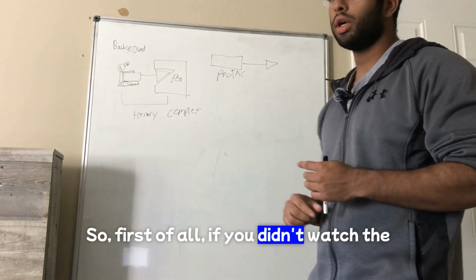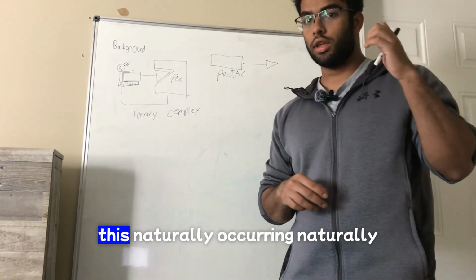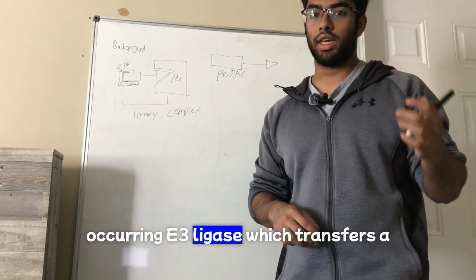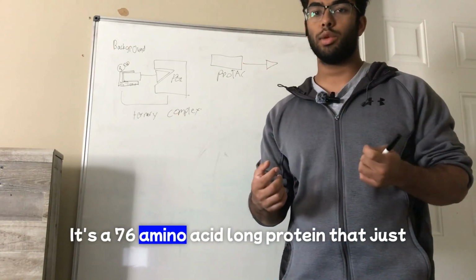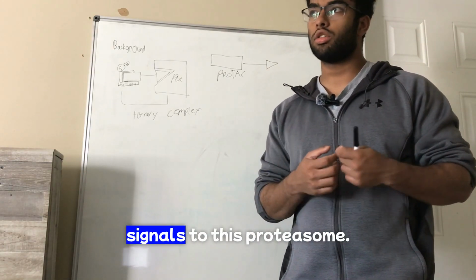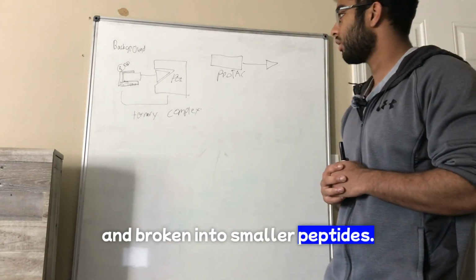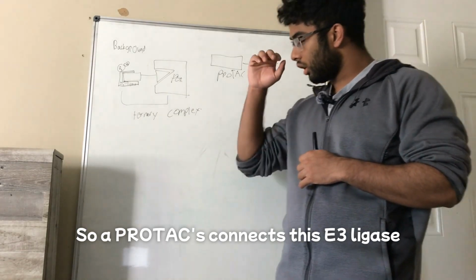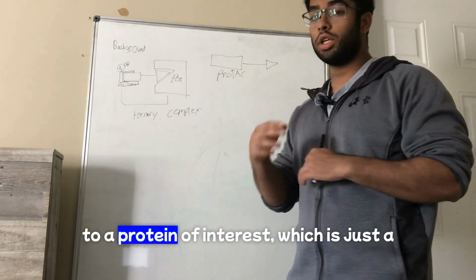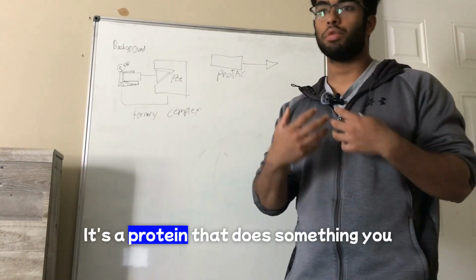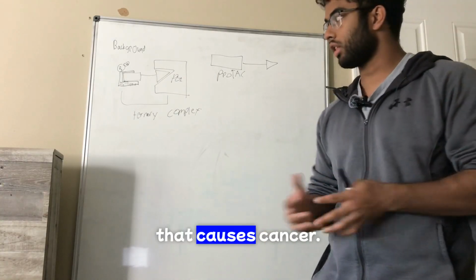So, first of all, if you didn't watch the last video, a PROTAC's goal is to join this naturally occurring E3 ligase, which transfers a signaling protein called ubiquitin. It's a 76 amino acid long protein that signals to the proteasome, hey, this protein needs to get destroyed and broken into other peptides, right? So a PROTAC connects this E3 ligase to a protein of interest, which is just a protein you want destroyed. It's a protein that does something you don't want it to be doing. A lot of times this is an oncoprotein that causes cancer.